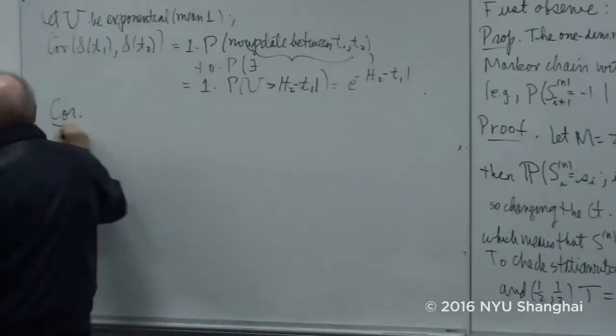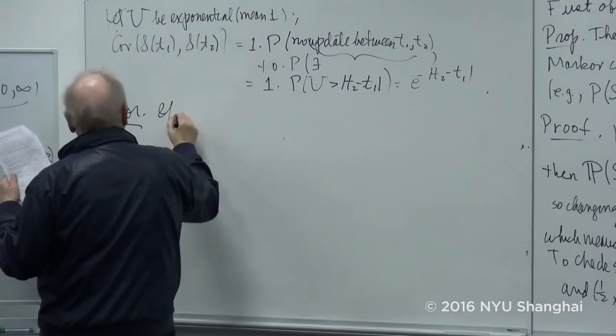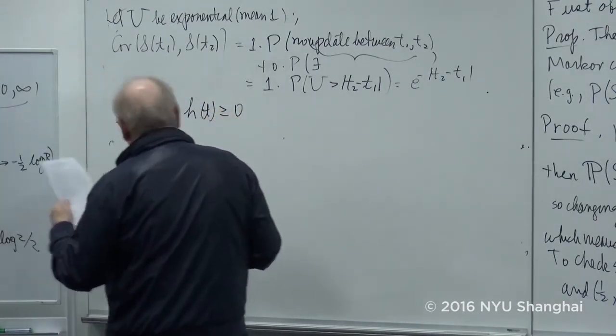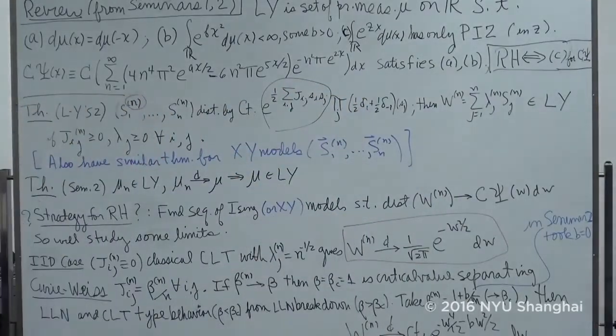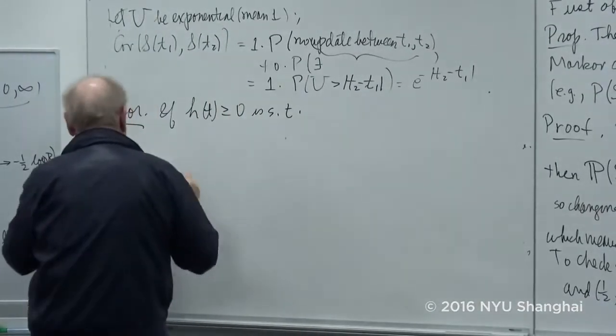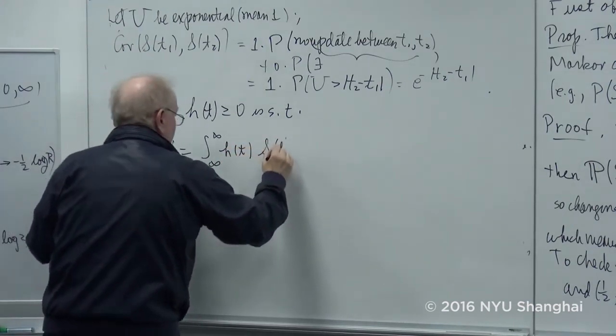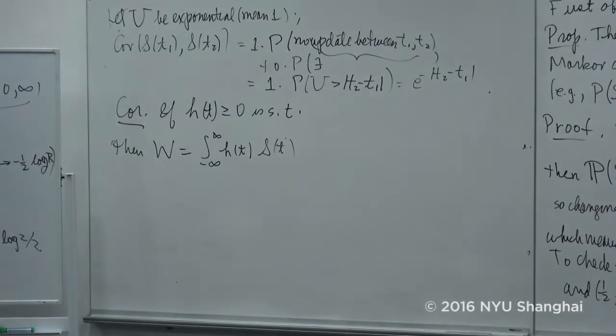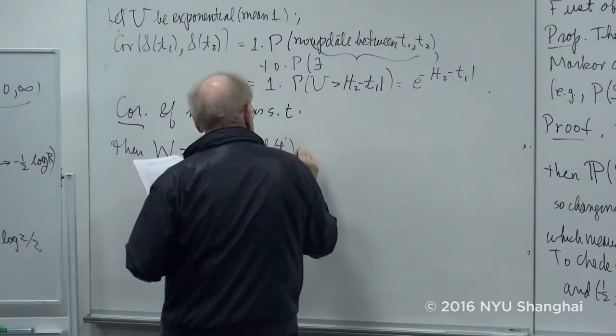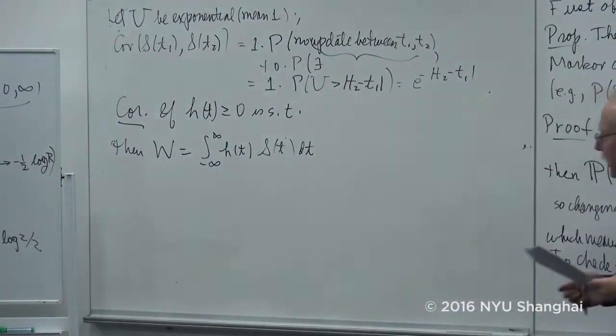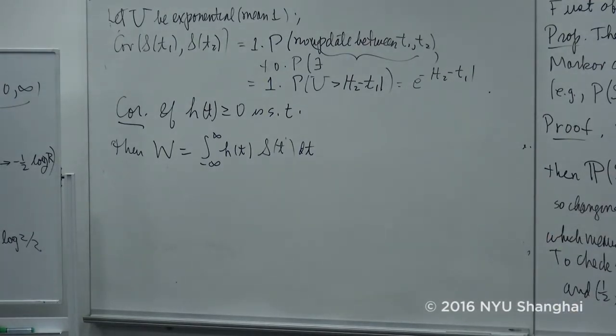So here's a corollary of this theorem. If you have a function of t, non-negative, because we want to take limits of positive linear combinations, in the limit you're going to have an integral of a positive function. What I want to look at is this random variable W, which is the integral of h(t) S(t), where S(t) is our stationary, continuous-time, plus or minus one valued process. I claim that as long as it's a well-defined variable, for example it has a finite second moment, then it can be obtained as a limit of things from the Lee-Yang class, and therefore will be in the Lee-Yang class.